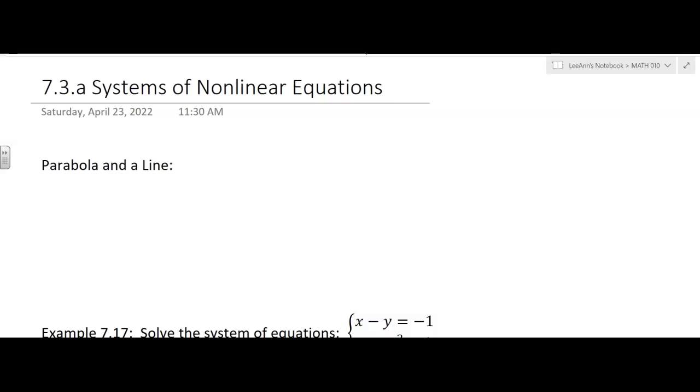Okay, so the first situation we're going to look at is a parabola and a line. So how would a parabola and a line intersect? Well, there's three different possibilities. You could have a parabola, and then you could have a line going through the parabola, and it intersects in 2 points. So this situation would have two solutions.